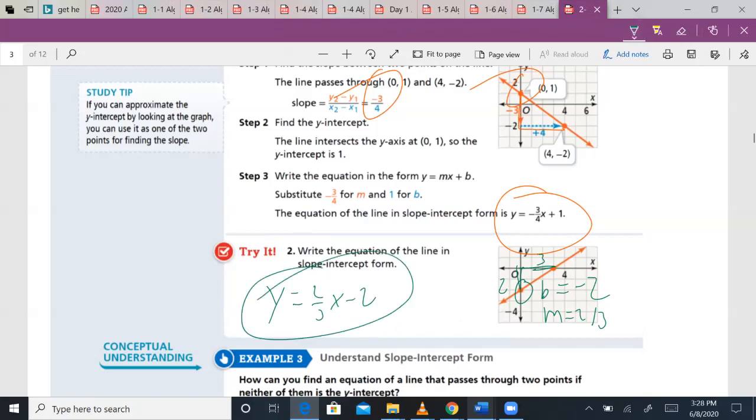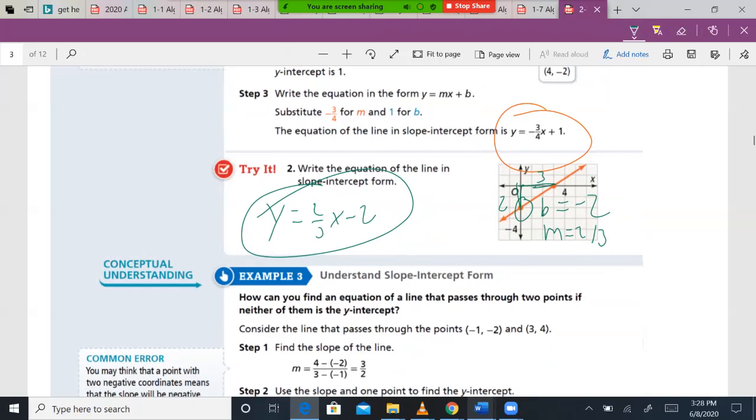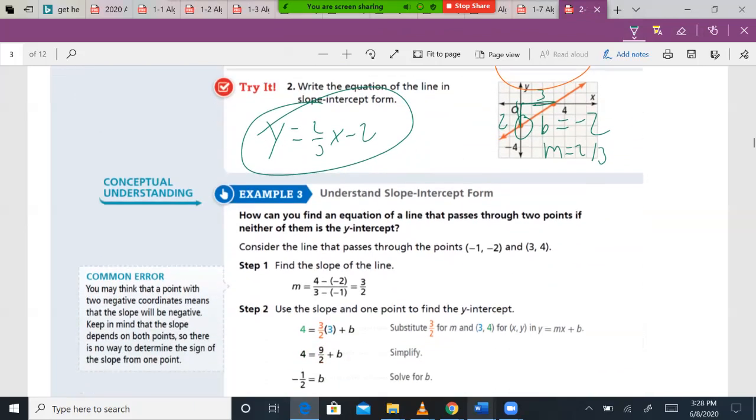That's it. Straightforward. Okay. What if, though, none of the points that are given to you are the y-intercept? You can find the slope. And remember, to find the slope, it's y minus y over x minus x. So you want to find the slope first.